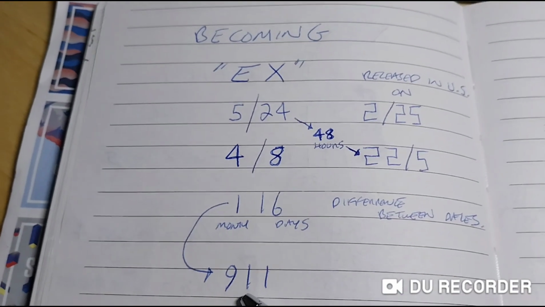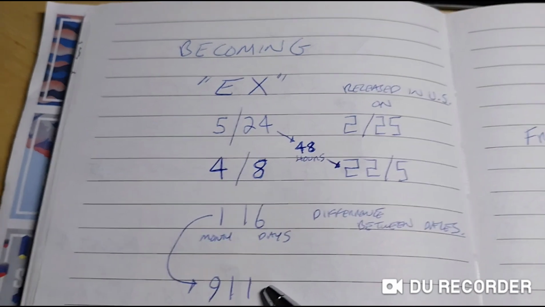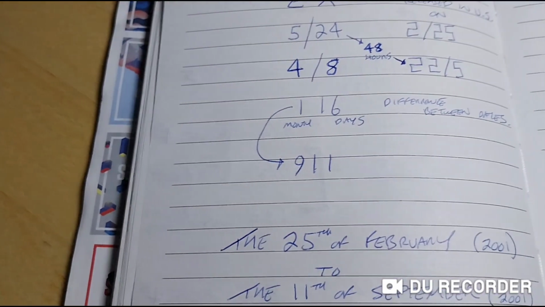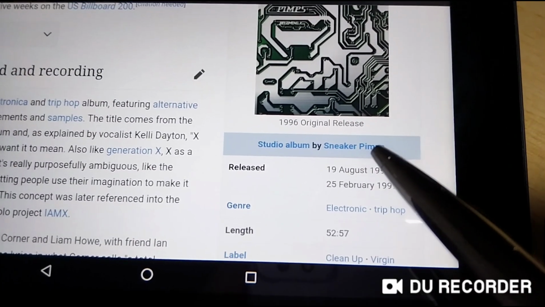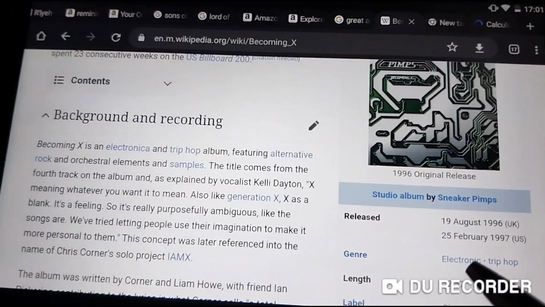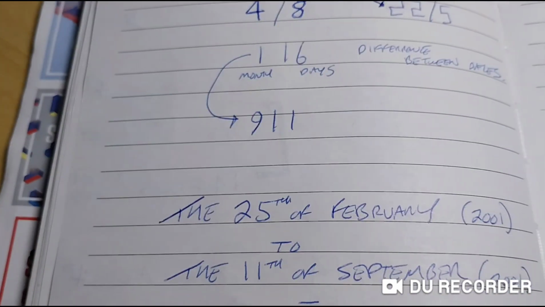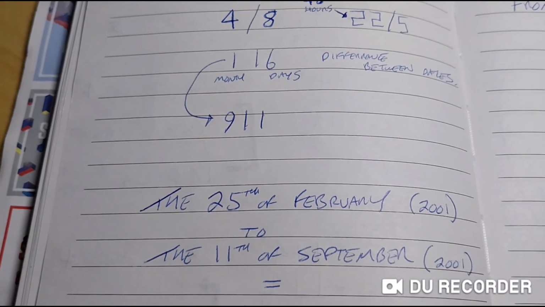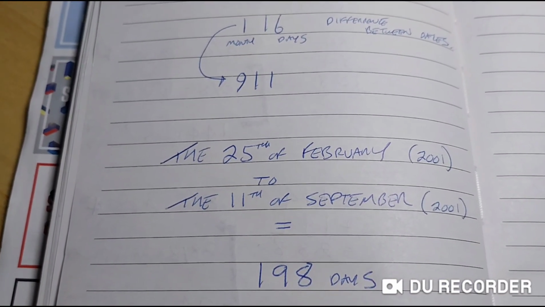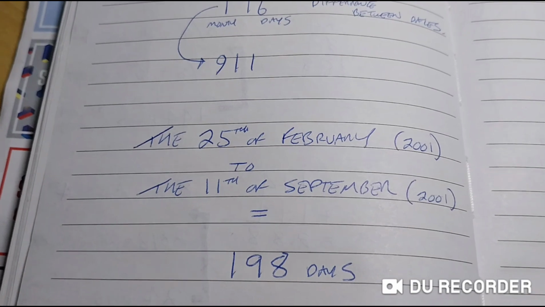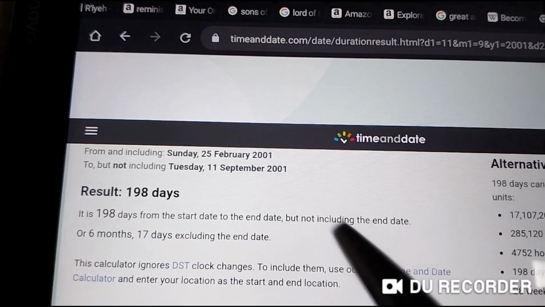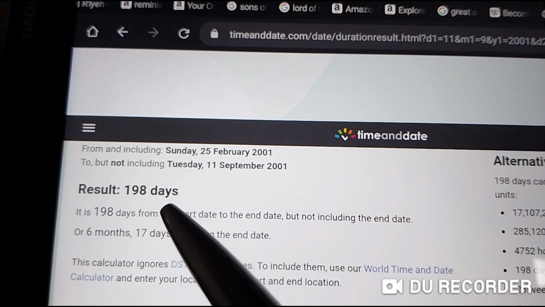That's because you're flipping that upside down, it's 9/11 suddenly, right? From the 25th of February, again, that is the official release date. It was 97 for the Sneaker Pimps Becoming X album. 25th of February to 11th of September, 9/11. That's 198 days. Show you that. 25th of February. It's 9/11, 198 days.